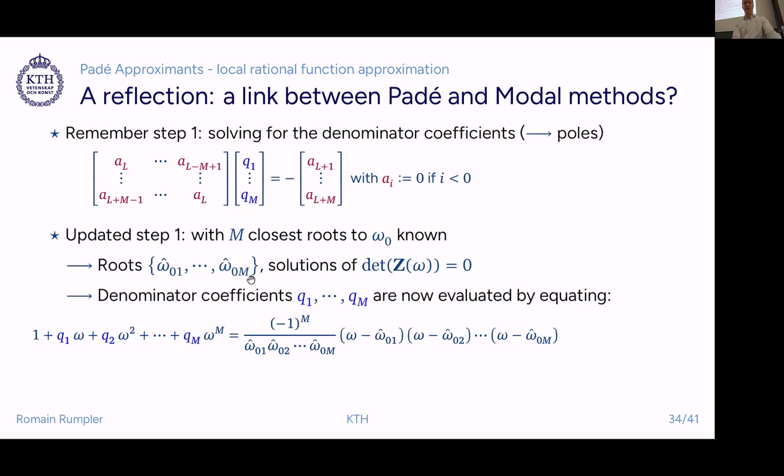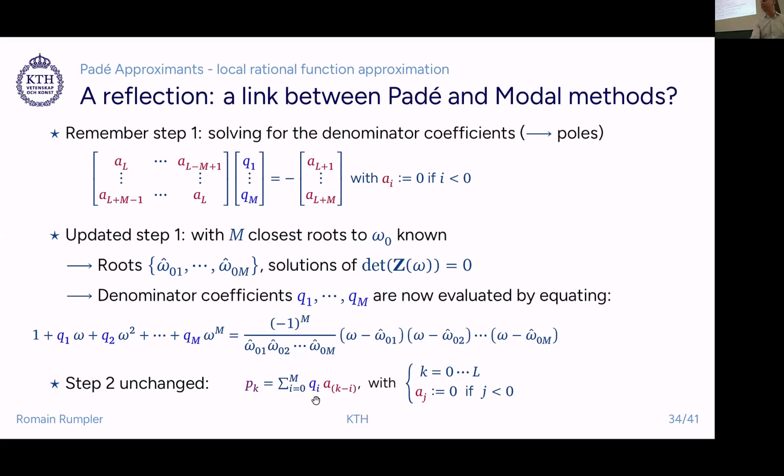So if we are given the eigenfrequencies of the problem of interest to get started with, the denominator zeros, or the poles of our problem, can be directly equated from those two sides of the equality there. So let's say that from the eigenvalues, we determine this Q1 to Qm. We can use just the second step that is unchanged. The second step is just multiplication of those poles with some of the Taylor coefficients that we had before, and we can reconstruct the numerator coefficients that we needed for the expansion.